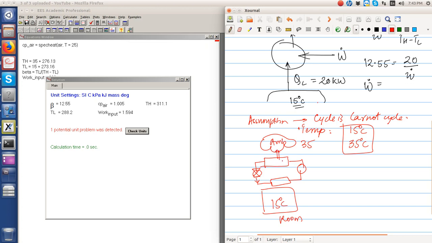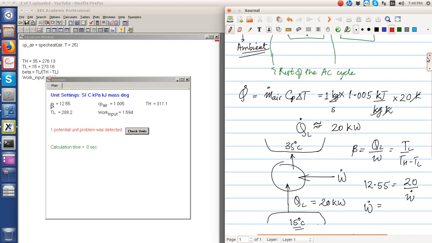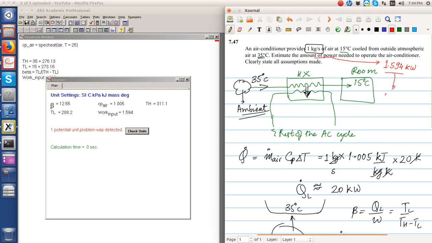Therefore, the temperature at which the refrigerant will actually operate has to be greater than 35 degrees Celsius, because the heat has to be transferred from the heat exchanger to the ambient. So this temperature must be, suppose, 50 degrees Celsius or something greater than 35. Similarly, this temperature has to be less than 15 degrees Celsius. So this temperature, suppose, has to be 5 degrees Celsius. Therefore, this is a very conservative estimate.